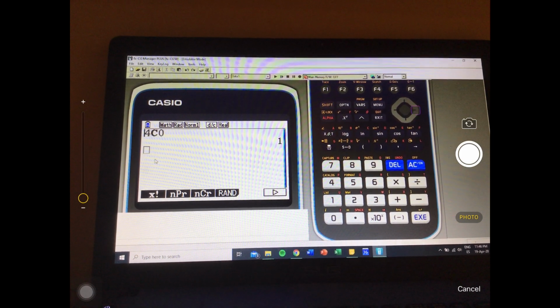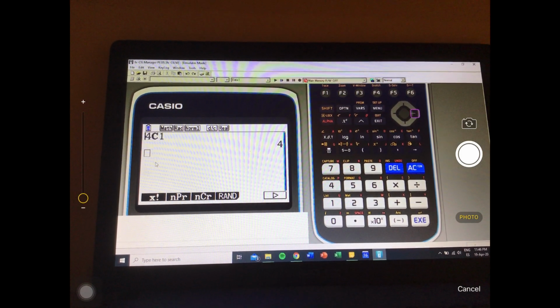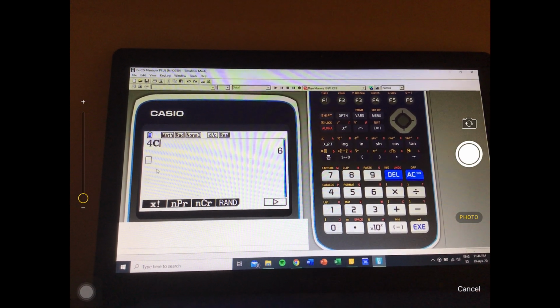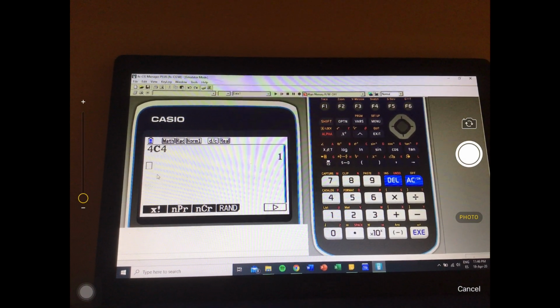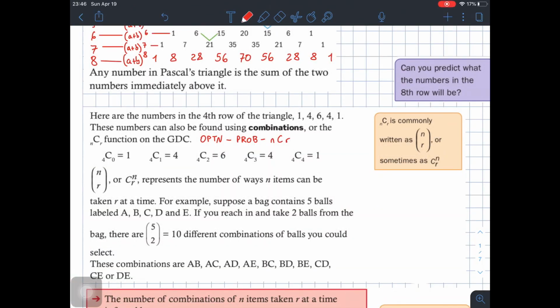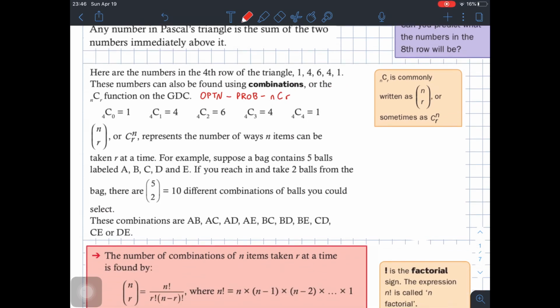If we then change this to 1, we would get 4. If we change this to 2, we would get 6. And you see that we're getting the coefficients of the Pascal triangle, right? We get again 4, and if we put 4C4, we should get 1. Okay, so those are exactly the coefficients of the Pascal triangle. So that's a fast way, if you're using a calculator, to calculate the coefficients in the Pascal triangle.